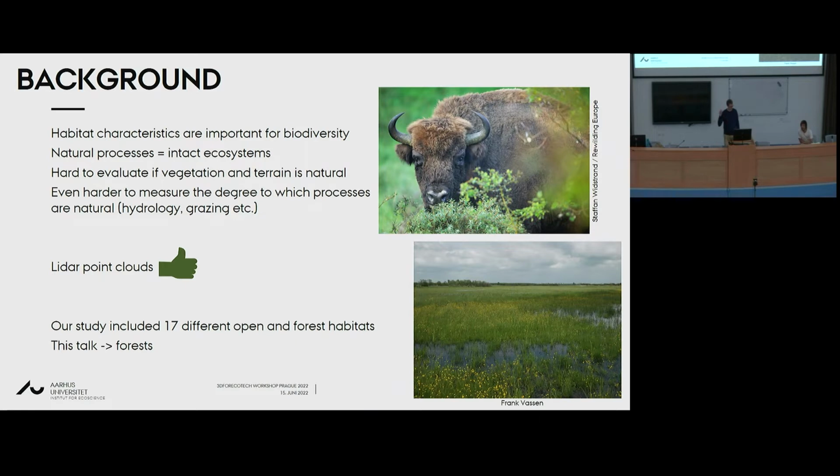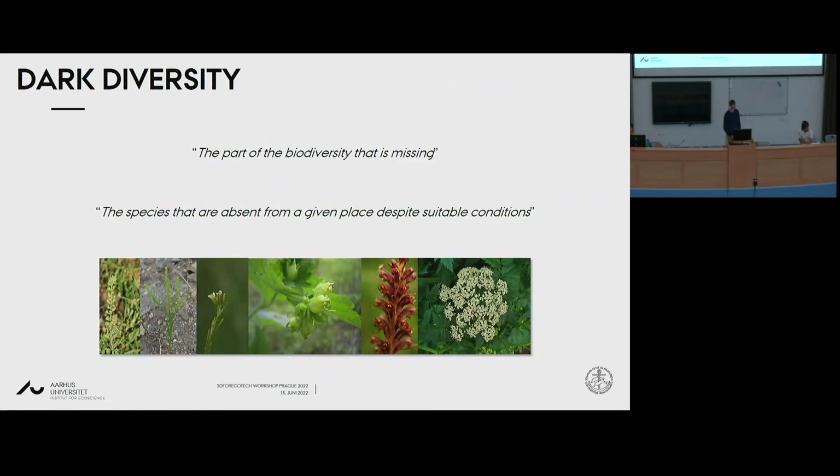The study that I'm presenting included 17 different open and forest habitats, but this talk will only focus on the results of the forest part of it. And then I guess you noticed the term dark diversity in my title. So I'll just explain that to you.